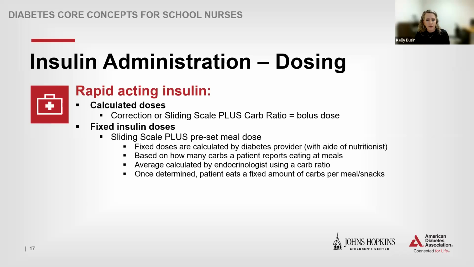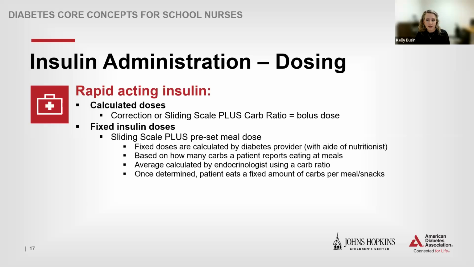A common question I get from school nurses about fixed dosing sounds like, well, the student is supposed to get 10 units for their fixed dose today at lunchtime, but all they're going to eat is a chicken patty. Should I still give the 10 units? And the best answer to this question is that you should ask the student if what they're eating is a typical food choice and amount. And if it is, then you could administer the fixed insulin dose.